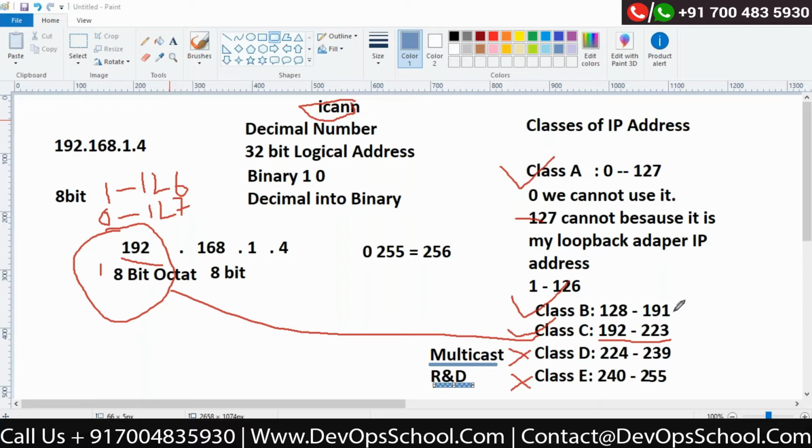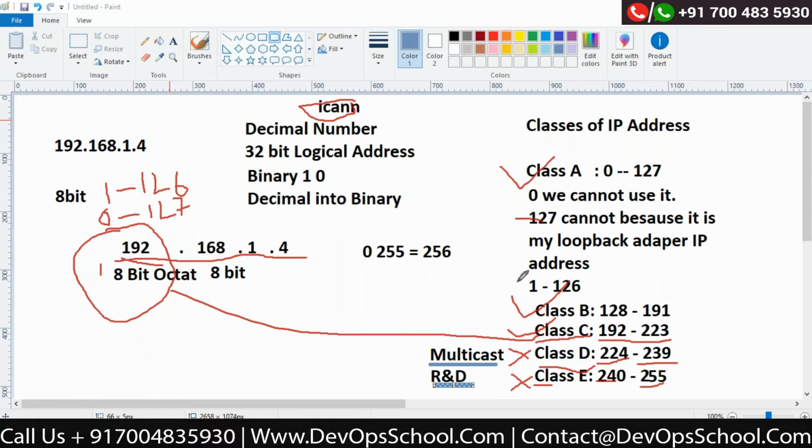Class C starts with 192 and ends with 223, correct? Now remember that 192 to 223, any number that comes in this particular range belongs to class C. I gave you the example, my IP address is 192.168.1.4. So the first number is actually coming in this particular range. So I'm using a class C, correct? Similarly, we have a class D, which is 224 to 239. And class E would be 240 to 255.